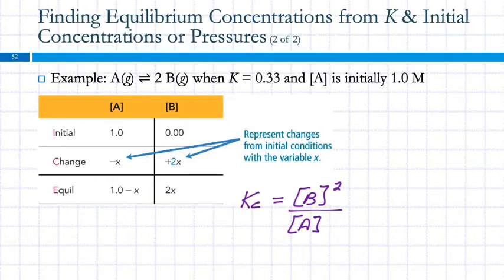So I know what that value is. It's 0.33. And so the concentration of B at equilibrium is 2x, so it's 2x the quantity squared. And A is the quantity 1.0 minus x. Okay, so that's going to be a quadratic equation.